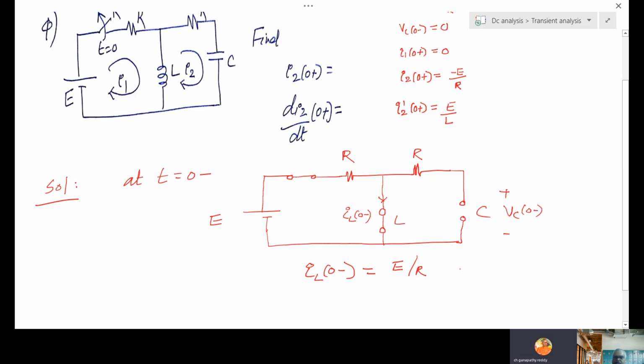Then what is vC(0-)? Started positive, here drop 0, here also drop 0. So vC(0-) is 0.